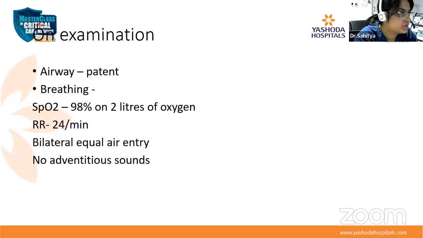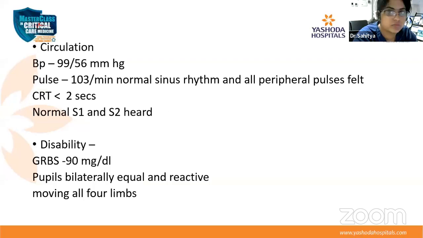On examination, the airway was patent. Breathing, the saturation was 98% on 2 liters of oxygen when he presented to us. The respiratory rate was 24 per minute. Bilateral equal air entry, and there were no adventitious sounds. Circulation part, the BP was 99 by 56 mmHg. Pulse was 103 per minute, normal sinus rhythm, and all peripheral pulses felt. CRT was less than 2 seconds. Normal S1 and S2 heard.